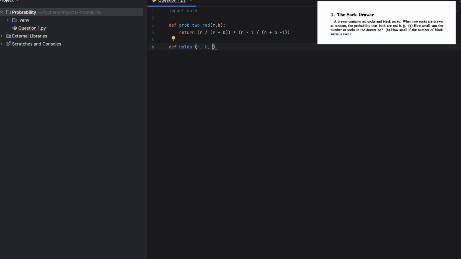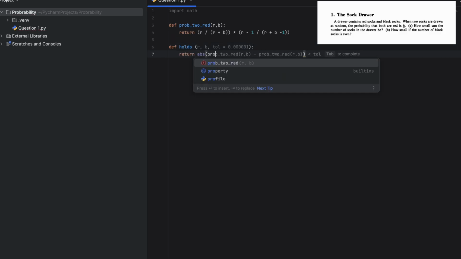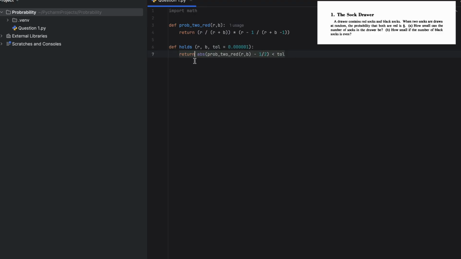With Python, you want to be careful with floating points, so you don't want to compare them directly. So I'm just going to compare it within a really small tolerance. Essentially, if the probability of 2 red is 1/2, it will hold. So this compares whether the difference between the probability of 2 red and 1/2 is less than this really small number, which just means it's equal to it.